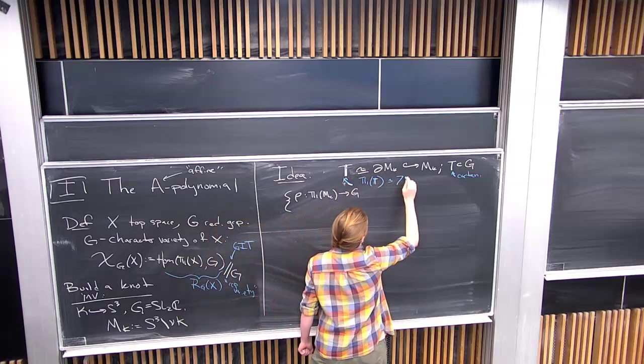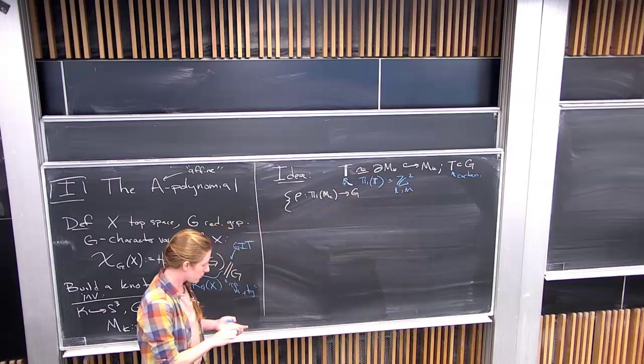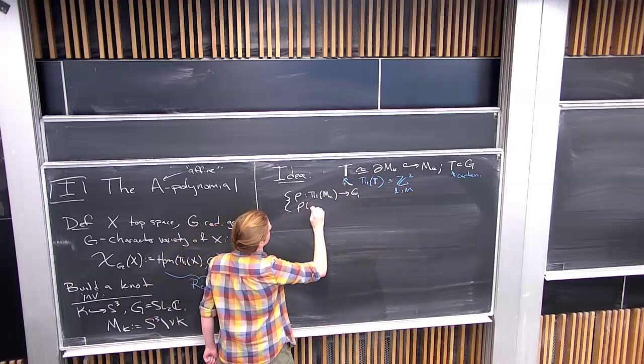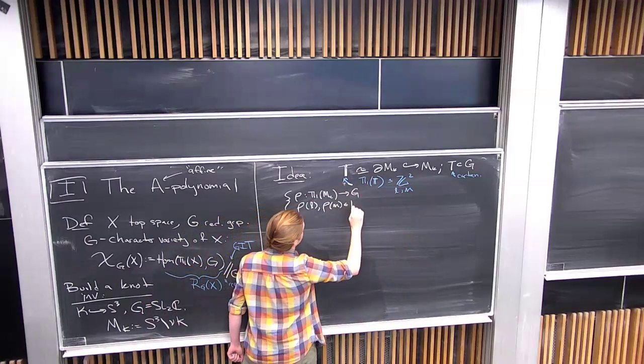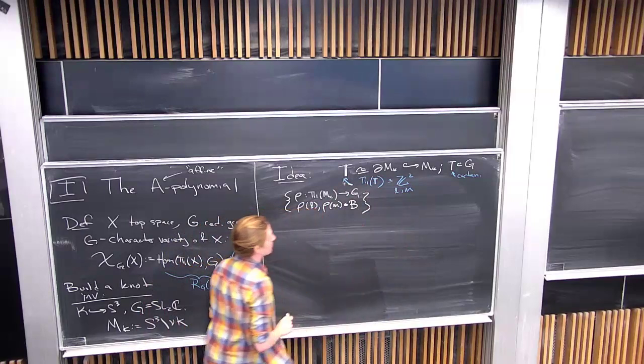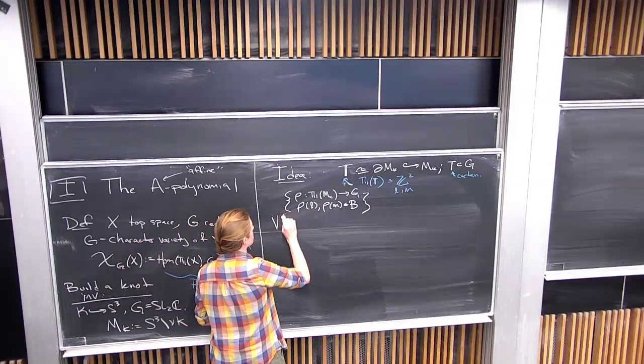So pi1 of this thing is just Z squared, and I'm going to call the generators L and M. Here I'm going to require that this L and this M land inside a Borel. So I'm going to have this space. Let's call this space V.